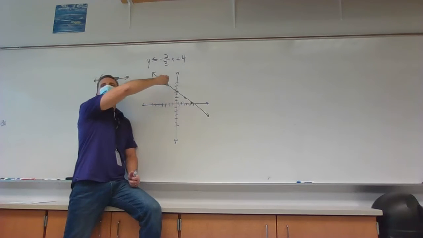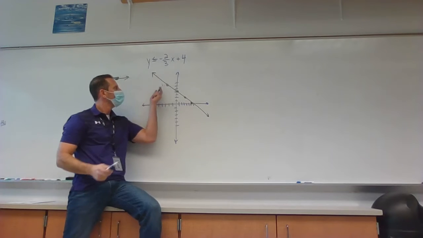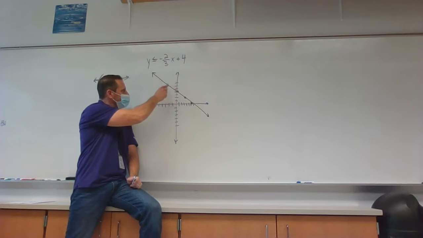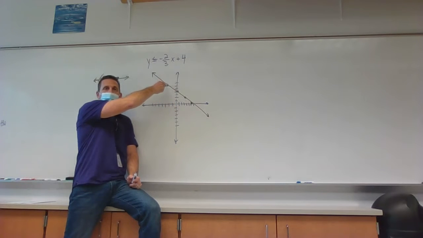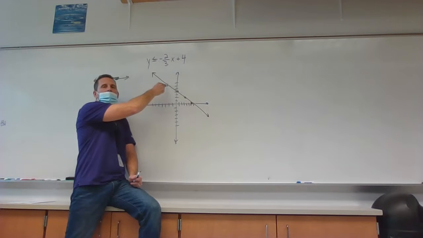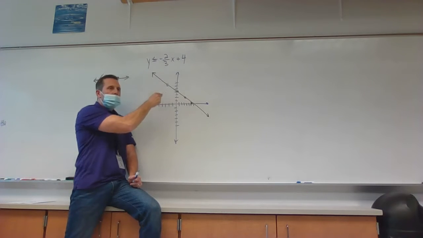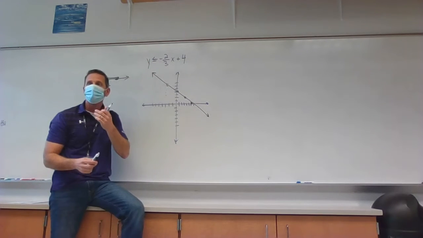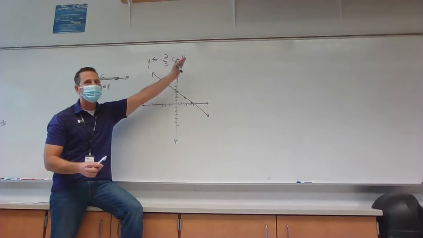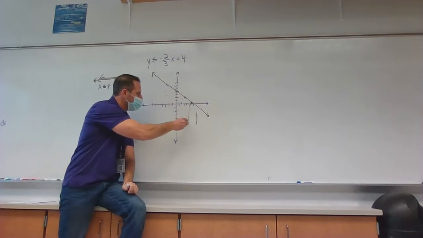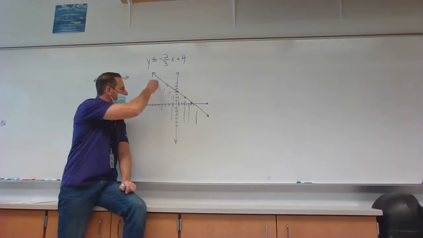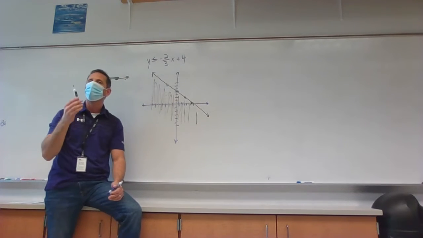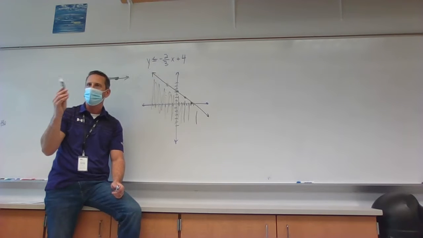What's the y value here? It's at 7. Where are the y values that are less than this y value? Anything under it. Well, any point on the line, all the y values that are less than the points that are on the line are going to be under that line. So we shade under the line. What we're doing is we're showing all the points that will make this statement true.